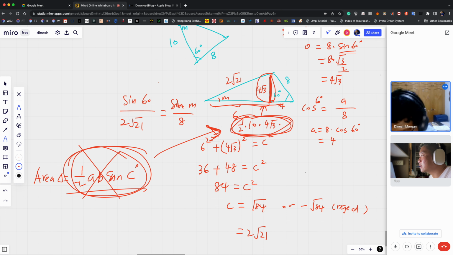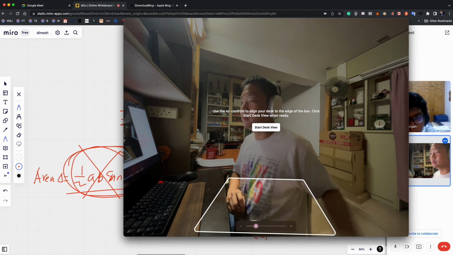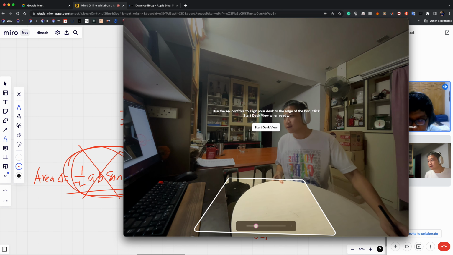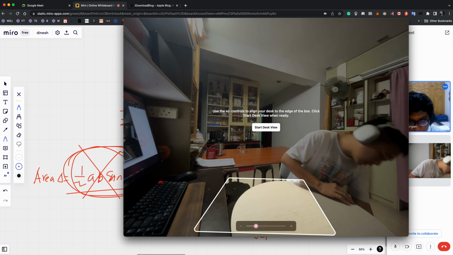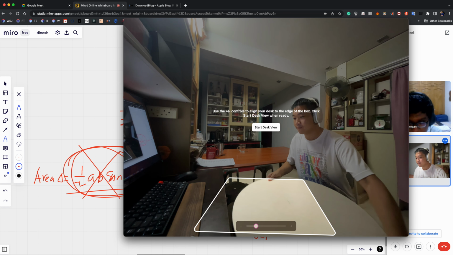You know the funny thing, I can even show you desk view. I have not tried it. Okay, let me try the desk view, see how it works. Wow, it's good to explore all this. I'm still young, yeah.